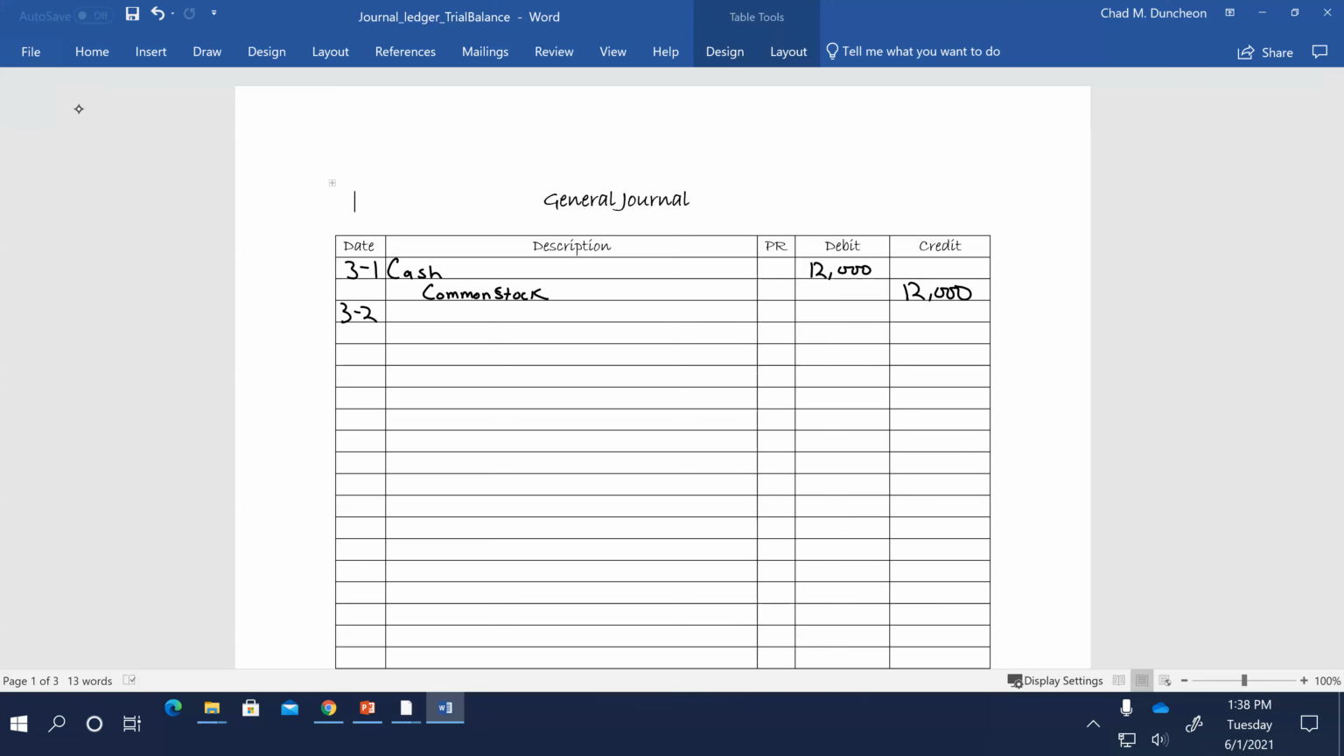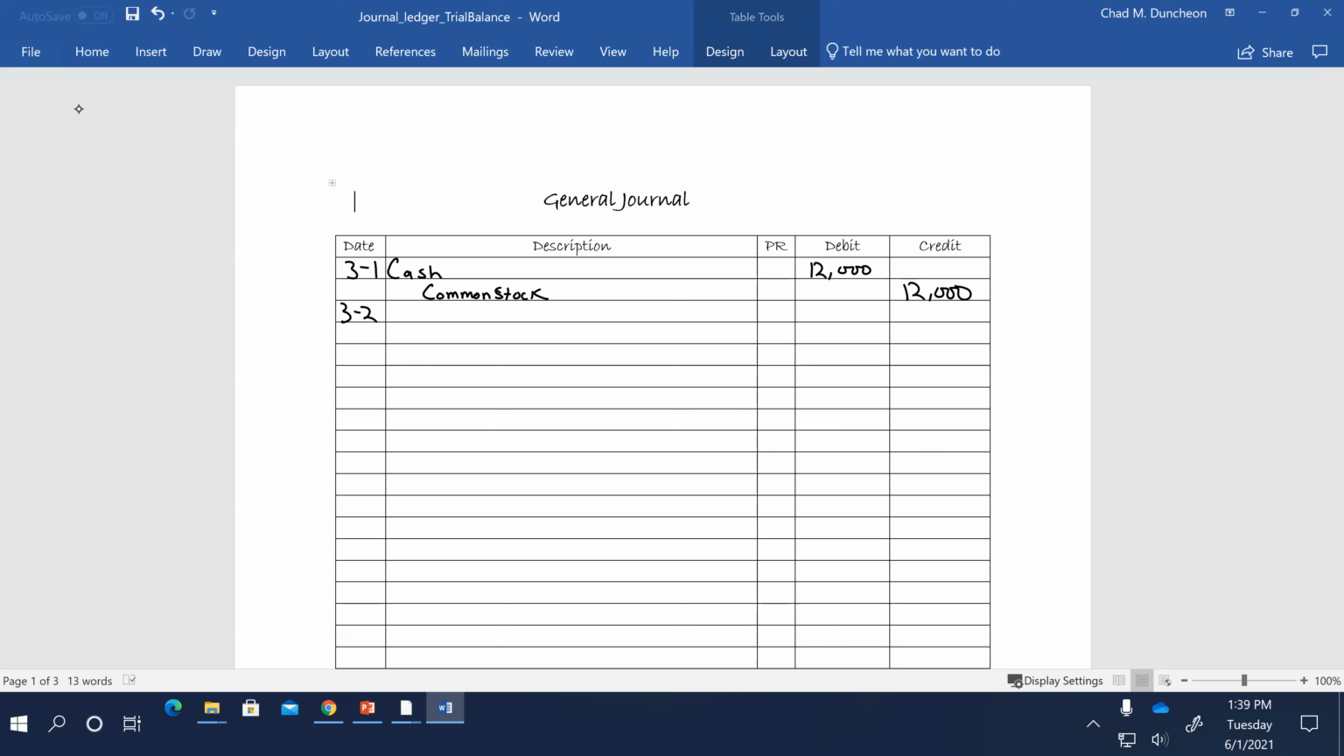So what is going on in number 2? We raised additional funds. They borrowed $3,000, so cash is increasing. And they borrowed money from a bank, so that means we have a note payable. We have something that we got from the bank with an interest component that is considered a note, a loan. We call that a note payable. A note payable is a liability. We owe more money. That is also increasing.